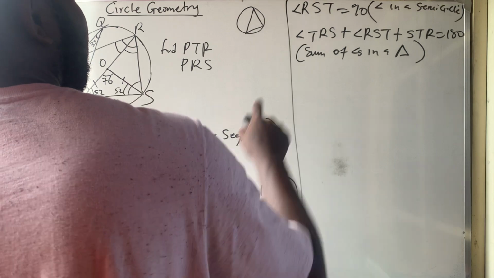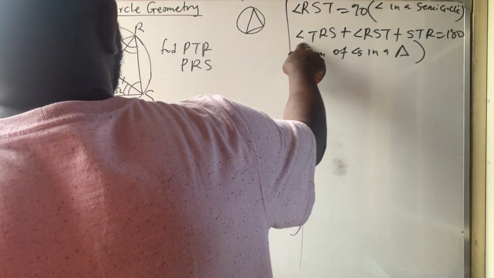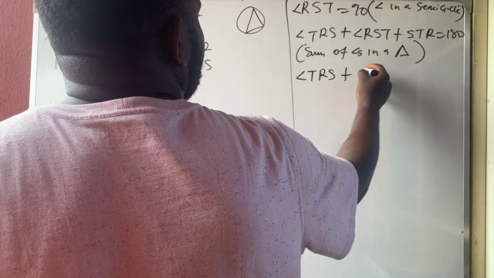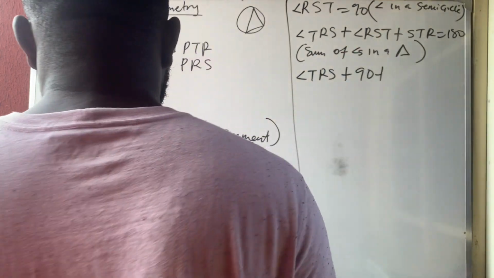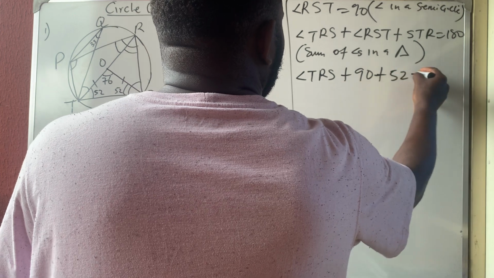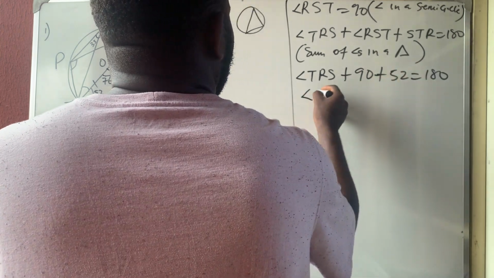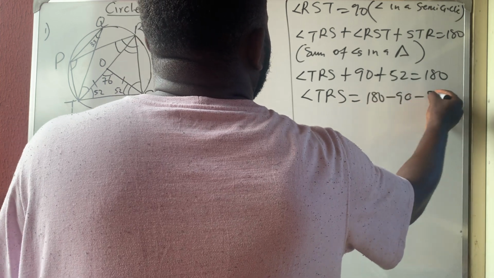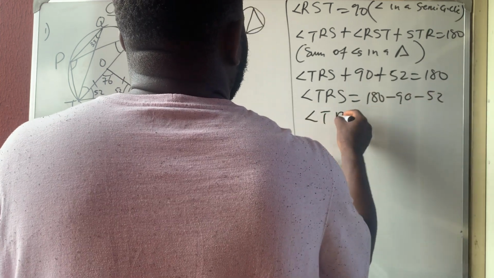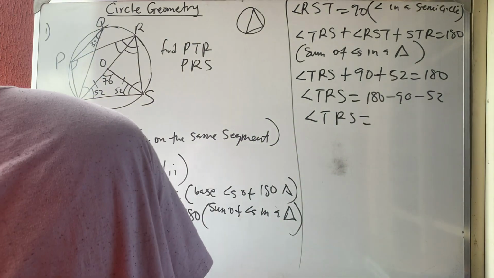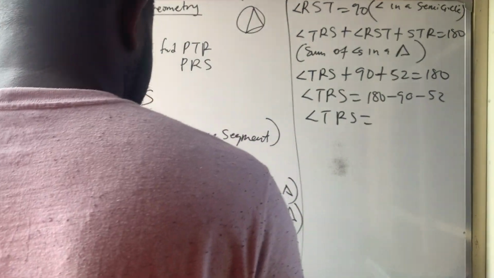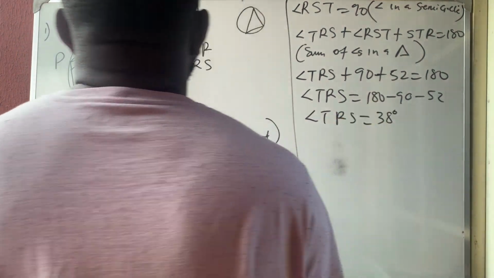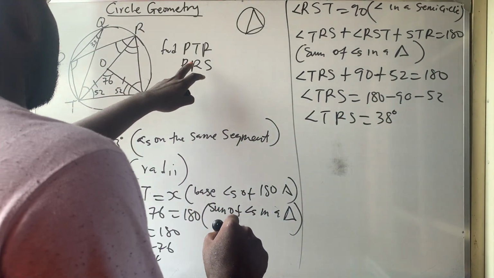Okay. So now angle TRS is what I'm looking for. TRS plus this one I got as 90 plus this one, x, which is 52, is equal to 180 degrees. So therefore, angle TRS is equal to 180 minus 90 minus 52. So angle TRS is equal to 38 degrees.